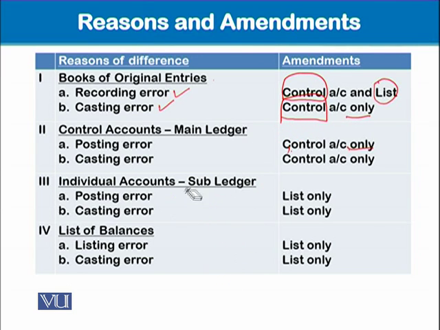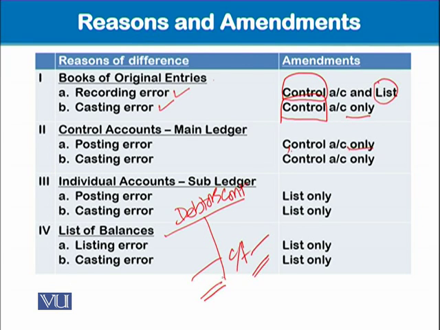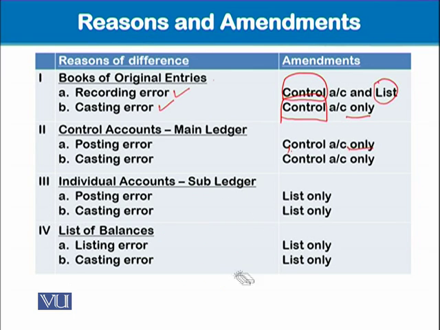All right, the next thing is casting error. We made an error of casting while making the total of the debtors control account. Its carry forward balance, which is over here, is wrong because of casting. Again, this issue has nothing to do with the list, whereas it will be dealt with in the control account only. Okay, well, the casting error in the control account is done.